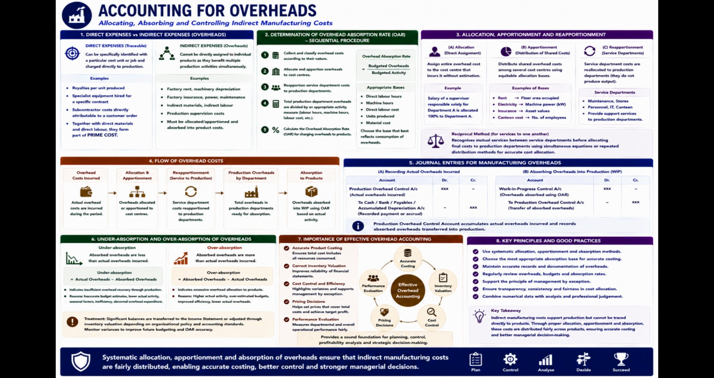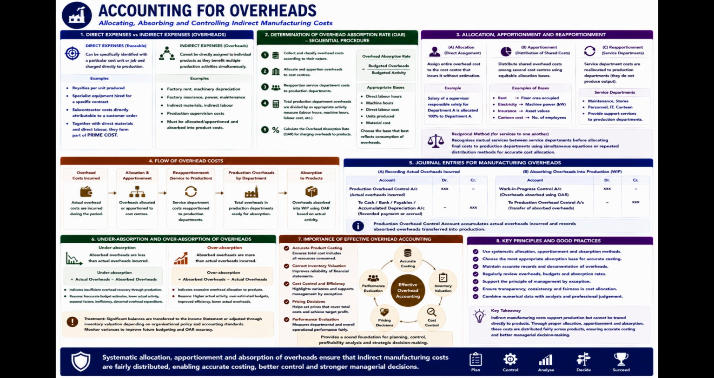By contrast, indirect expenses, commonly referred to as production overheads, cannot be directly assigned to individual products because they support multiple production activities simultaneously. Examples include factory rent, machinery depreciation, factory insurance, power, maintenance, indirect materials, indirect labor, and production supervision costs. These overheads must therefore be allocated or apportioned systematically before being absorbed into product costs using predetermined overhead absorption rates. The determination of production overhead absorption rates, OARs, involves several sequential procedures.